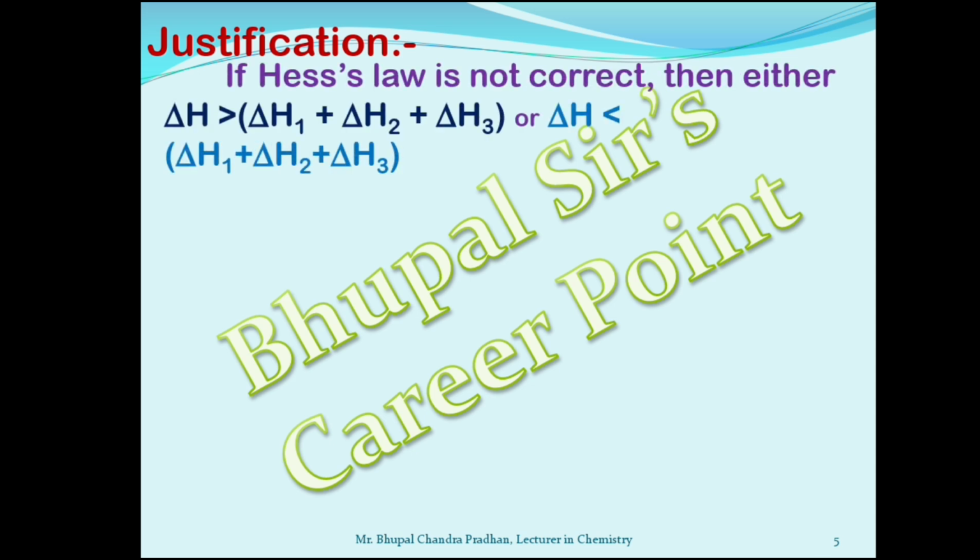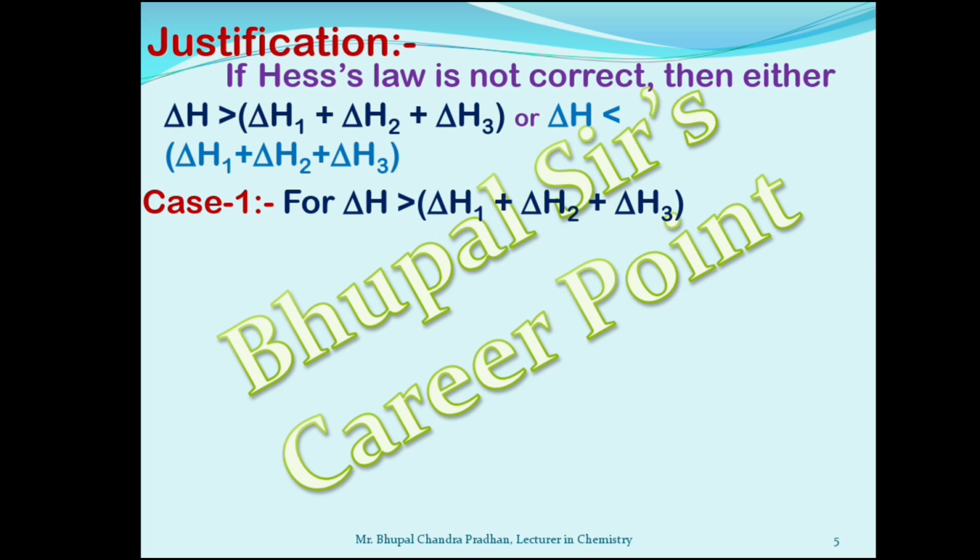If Hess's law is correct, what happens? Delta H is equal to delta H1 plus delta H2 plus delta H3. If Hess's law is not correct, then delta H is not equal to the sum of delta H1, delta H2 and delta H3. Then there are two probabilities. Delta H may be greater than the sum of delta H1, delta H2 and delta H3, or delta H may be less than the sum of delta H1 plus delta H2 plus delta H3.